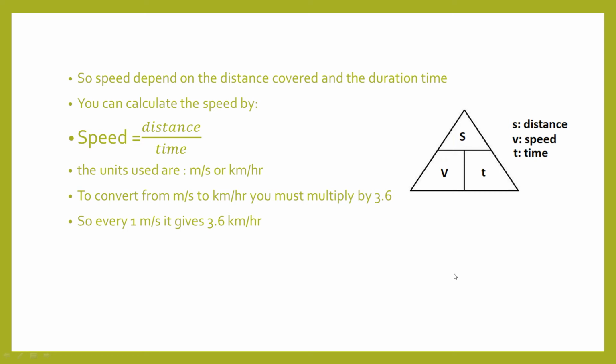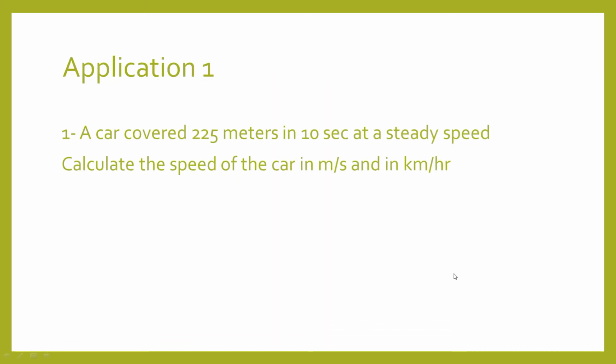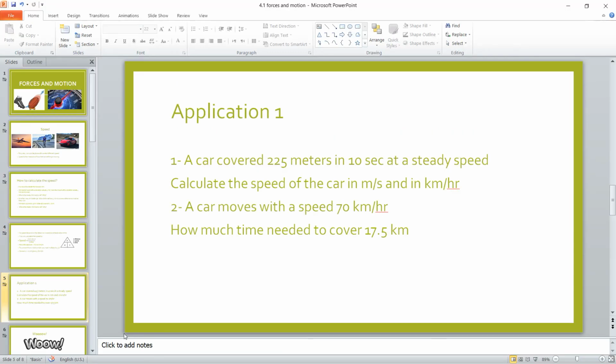Now there is a small application. I will solve it, and please, if you can, solve it with me at the same time and compare the answers. A car covered 225 meters in 10 seconds at a steady speed. Calculate the speed of the car in meters per second and in kilometers per hour. So what is the distance? The distance is 225 meters. What is the duration? It's 10 seconds, right? So let's solve it.